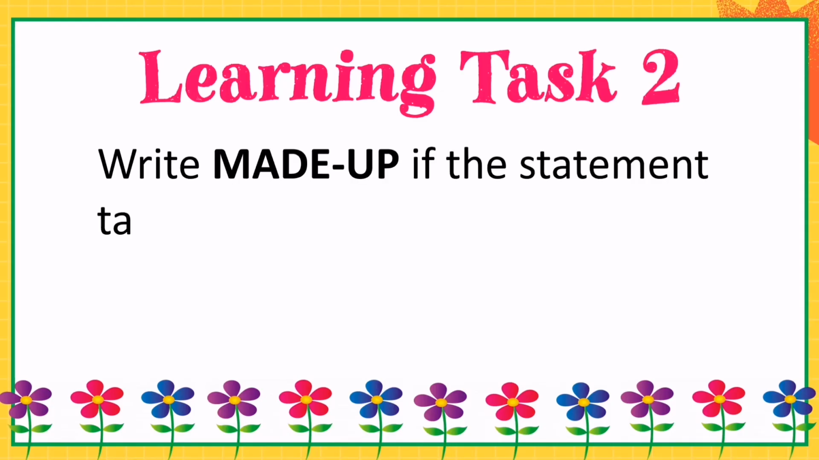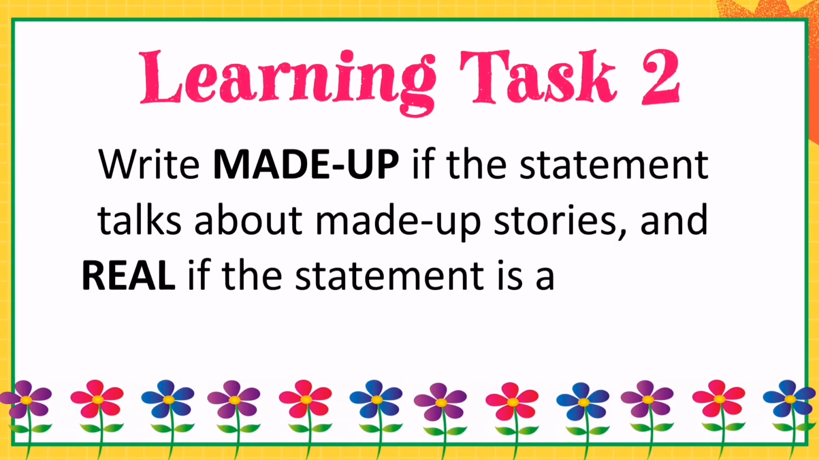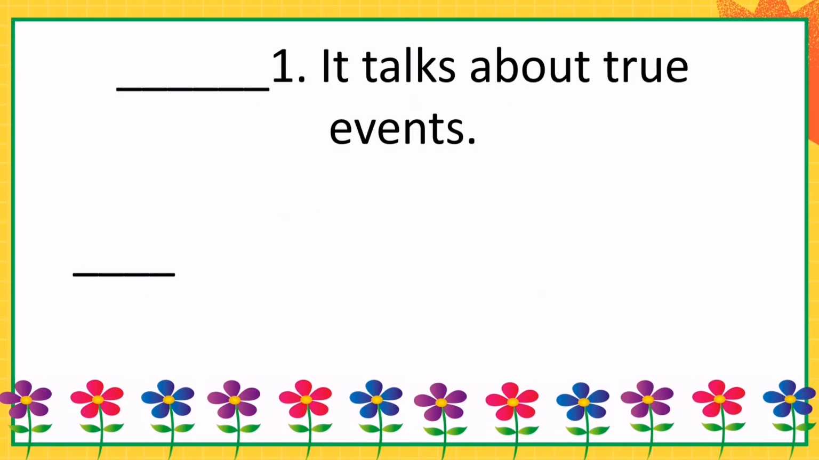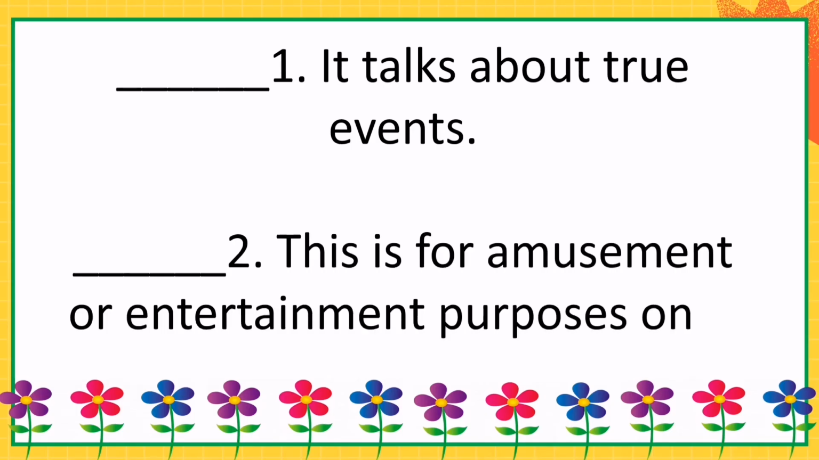Write made up if the statement talks about made up stories and real if the statement is about real stories. Number 1, it talks about true events. Number 2, this is for amusement or entertainment purposes only. What's your answer? When you say it talks about true events, it is real. And this is for amusement. This is made up. Okay.